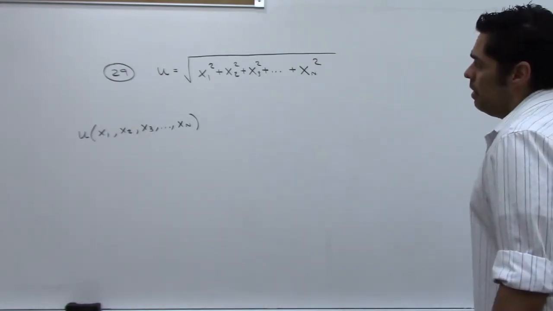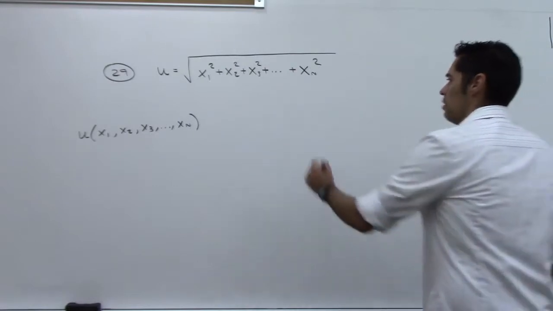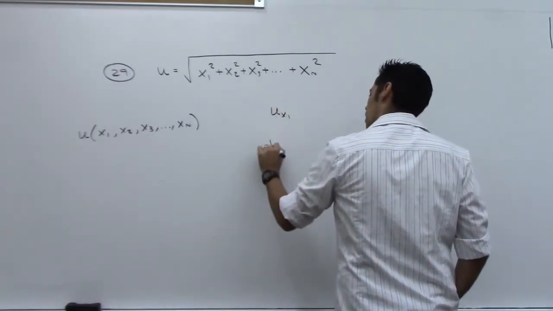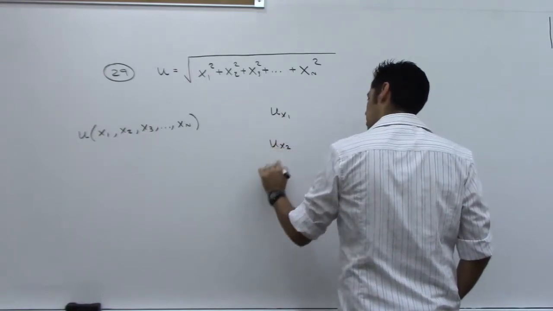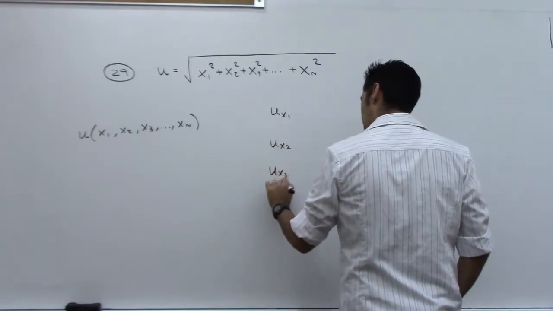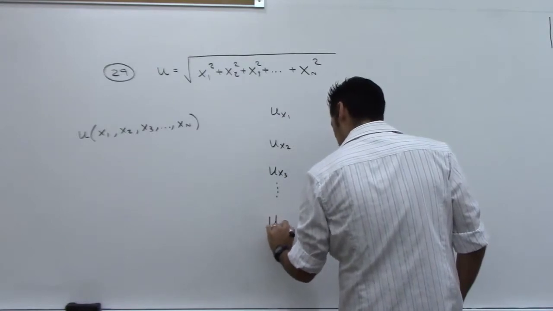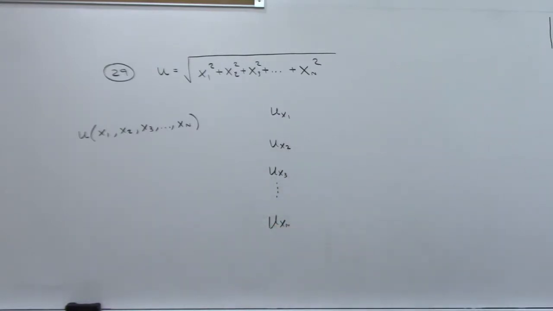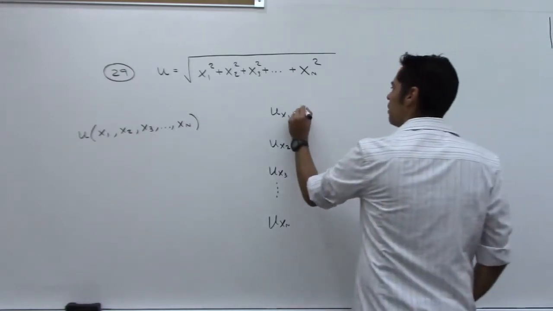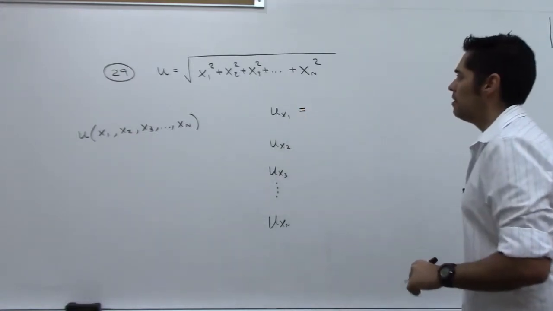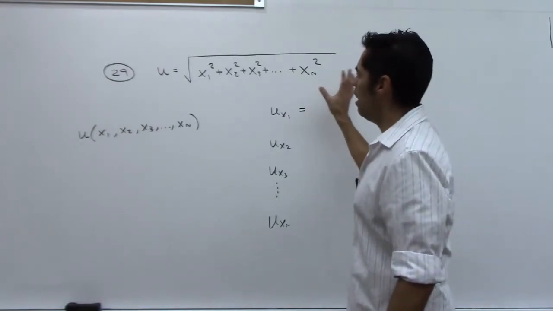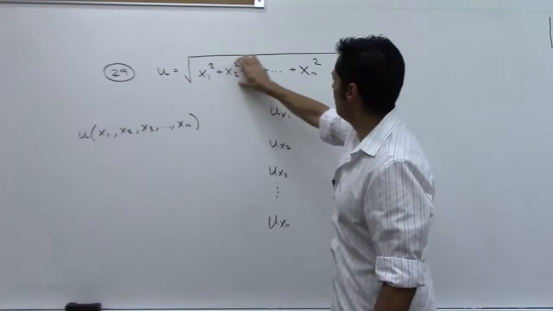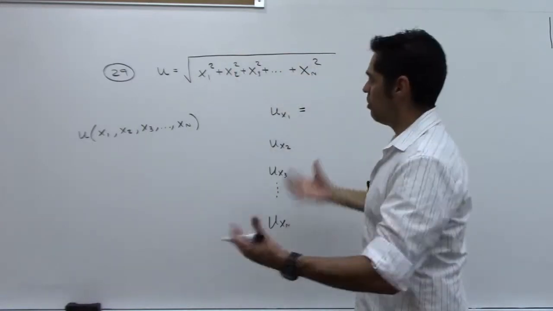So we have all these partials. We need to figure out what the partial of u with respect to x1 is, partial u with respect to x2, partial of u with respect to x3, all the way to partial u with respect to xn. Oof, that's a lot. All right, so let's try this first one. First thing we realize is that we're going to treat everything like a constant except x sub 1. That's the only one that's a variable. Everything else here is a constant. And let's try a derivative.